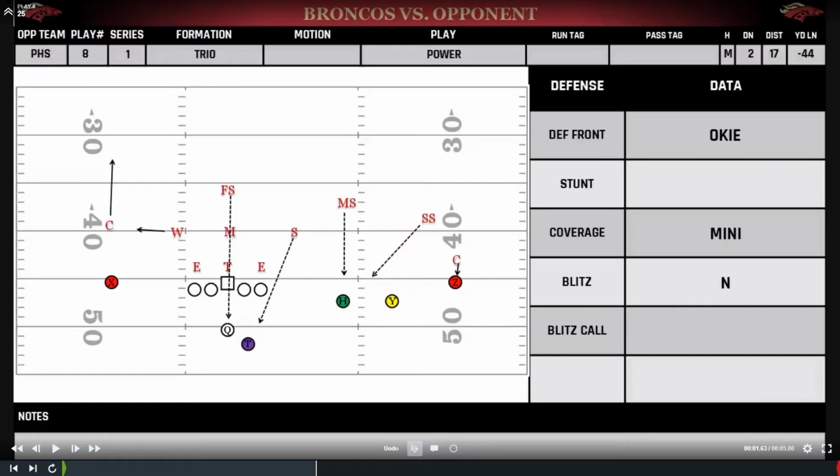So you can see, all right, X and O wise, this is how they're going to be playing us in our trio formation here. From there, now I know, okay, this is going to be their base look against our trio formation. Now I can draw up a play that's going to be beating this coverage based on their base coverage that we're going to be seeing this week.